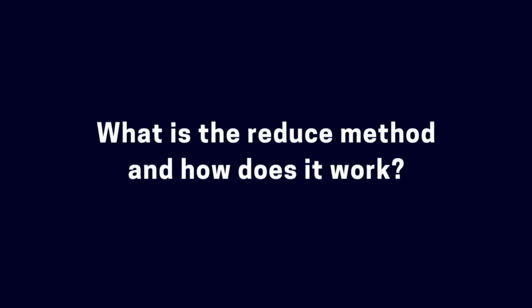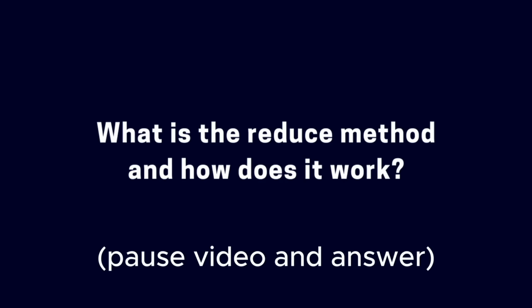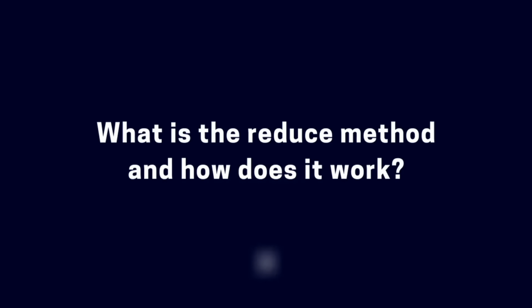What is the reduce method and how does it work? The reduce method is a built-in method for the array data structure that reduces all the elements of an array into a single value. This value could be a number, a string, an object, or another array. It accepts two possible parameters. So for the first parameter, you would specify a callback function. This callback function will accept two parameters, the accumulator and the current value. Now reduce also accepts an optional second parameter. You can supply the initial starting value for the accumulator.